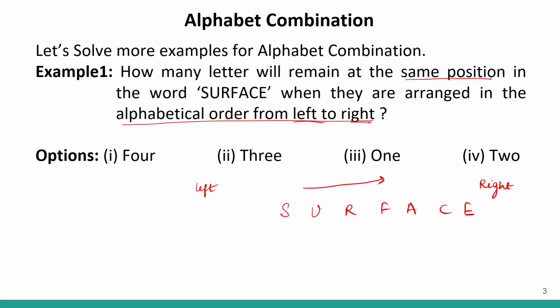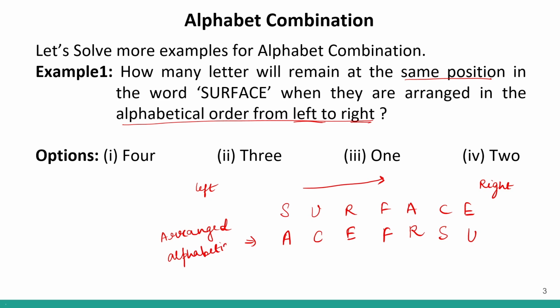So what would be the first alphabet? A. Second alphabet, C. Then we have E. Then we have F, right? Then we have R. Then we have S. And then we have U. So this will be after arranging them alphabetically. Arranged alphabetically, correct?